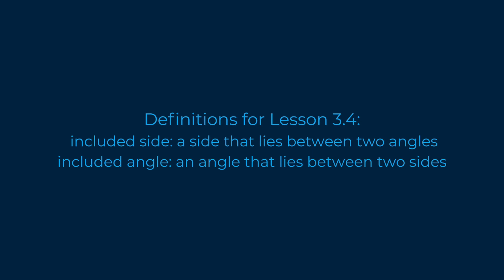An included side is a side that lies between two angles, and an included angle is an angle that lies between two sides. So just visualize a triangle for a bit. Take two sides of that triangle. The included angle would be the angle that makes up the two sides. And an included side, take two angles. The included side is the side that connects the two angles. You'll see it better later with a more accurate diagram.